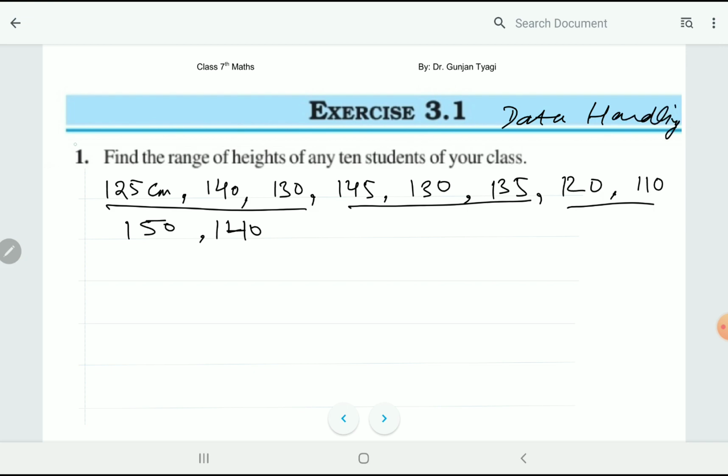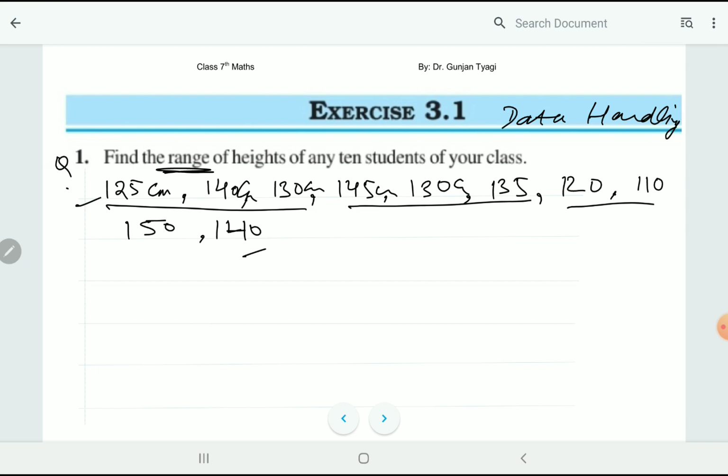So question number 1 is: find the range of heights of any 10 students of your class. It is a practical based question. I have already written the height of 10 students in centimeters. I will have to find the range.